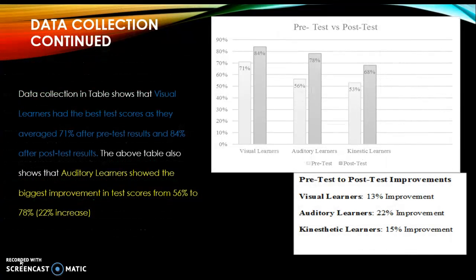As I continued with my data, I learned that visual learners had the best test scores out of all my students. They rose from 71% to 84% from pre-test to post-test. And I also learned that auditory learners showed the biggest improvement from pre-test to post-test, as it went from 56% to 78%, a 22% increase.